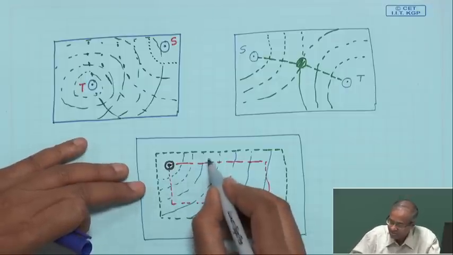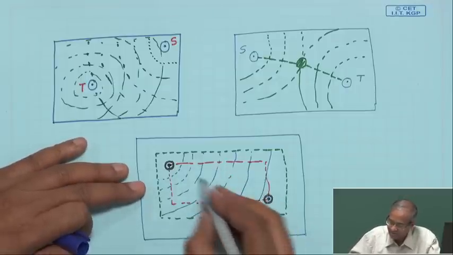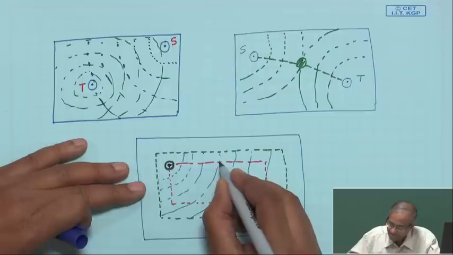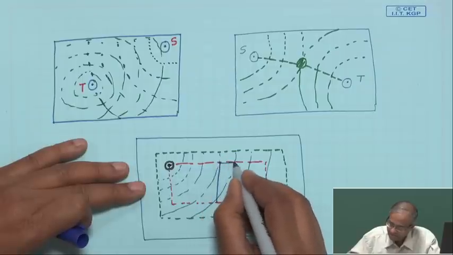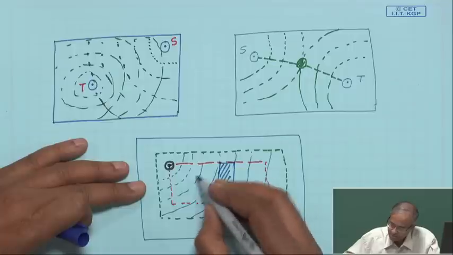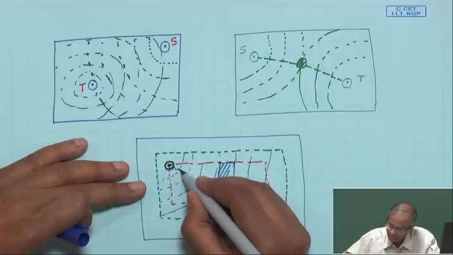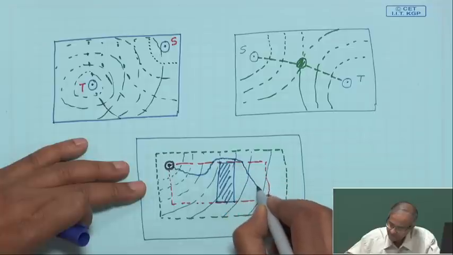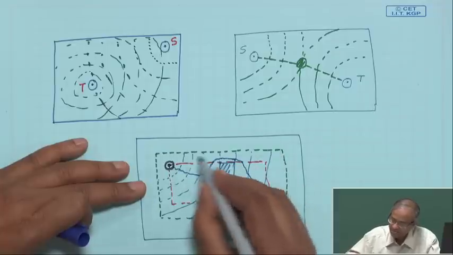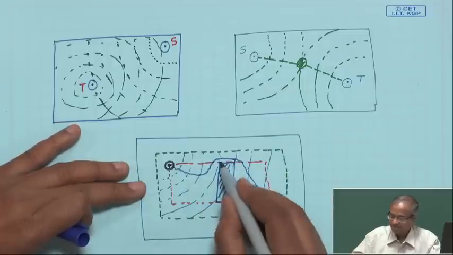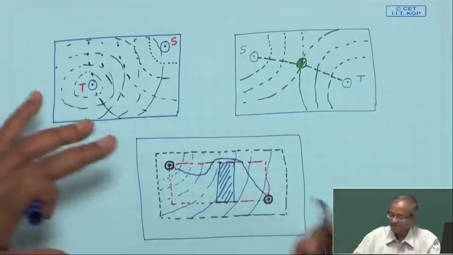Now, the reason you are taking this 10 to 20% extra is that, see, within this red rectangle there might be some obstacles already existing, like there may be an obstacle like this. So, you may have to find a path around the obstacle like this. So, you are taking a little extra, about 10 to 20%, so that such obstacles can be avoided.